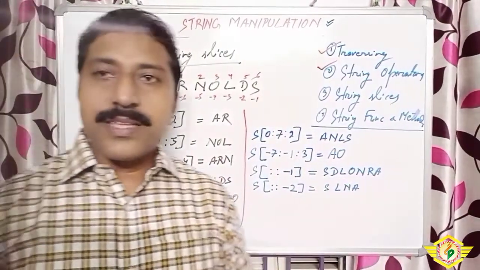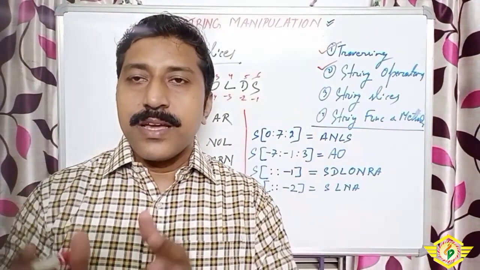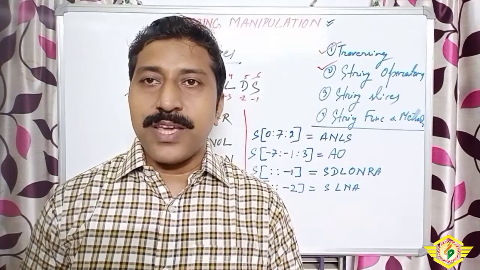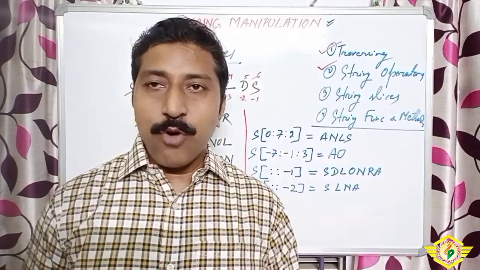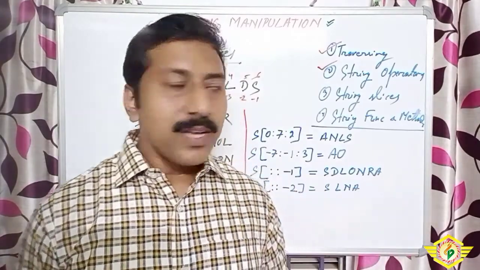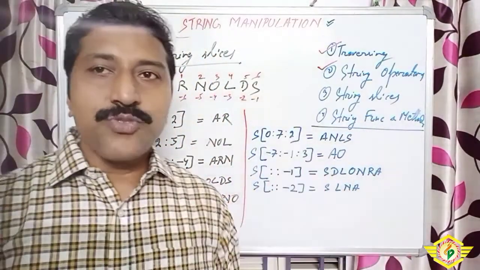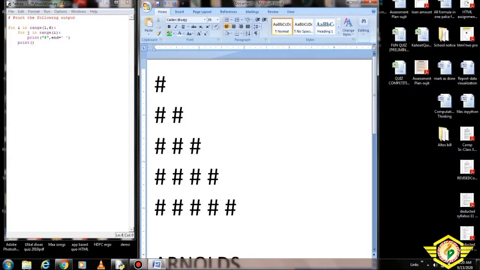Okay, so in this way we can slice, we can take a part of a string from the entire string and we can use it in our programs. I hope students you understood the slice of the string. So next we will discuss some string functions. So let us execute a program on how to use slices in a string. So this is one output. First row 1 has, then 2 has, 3, 4, 5.